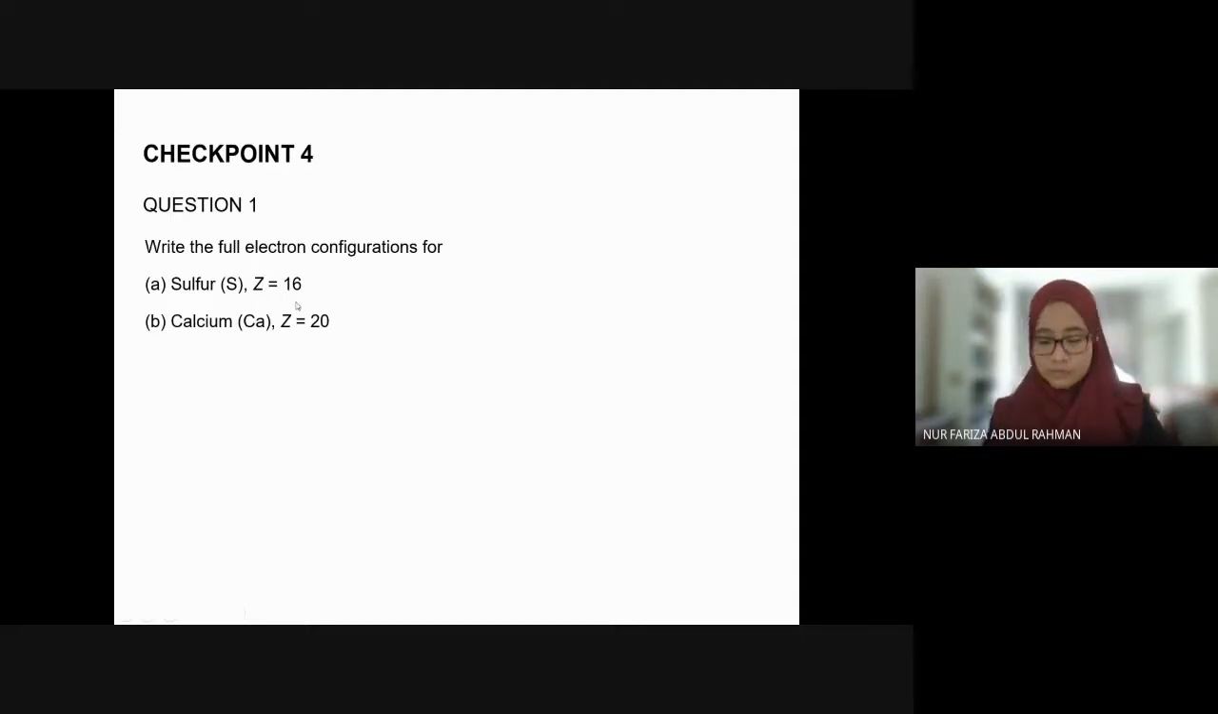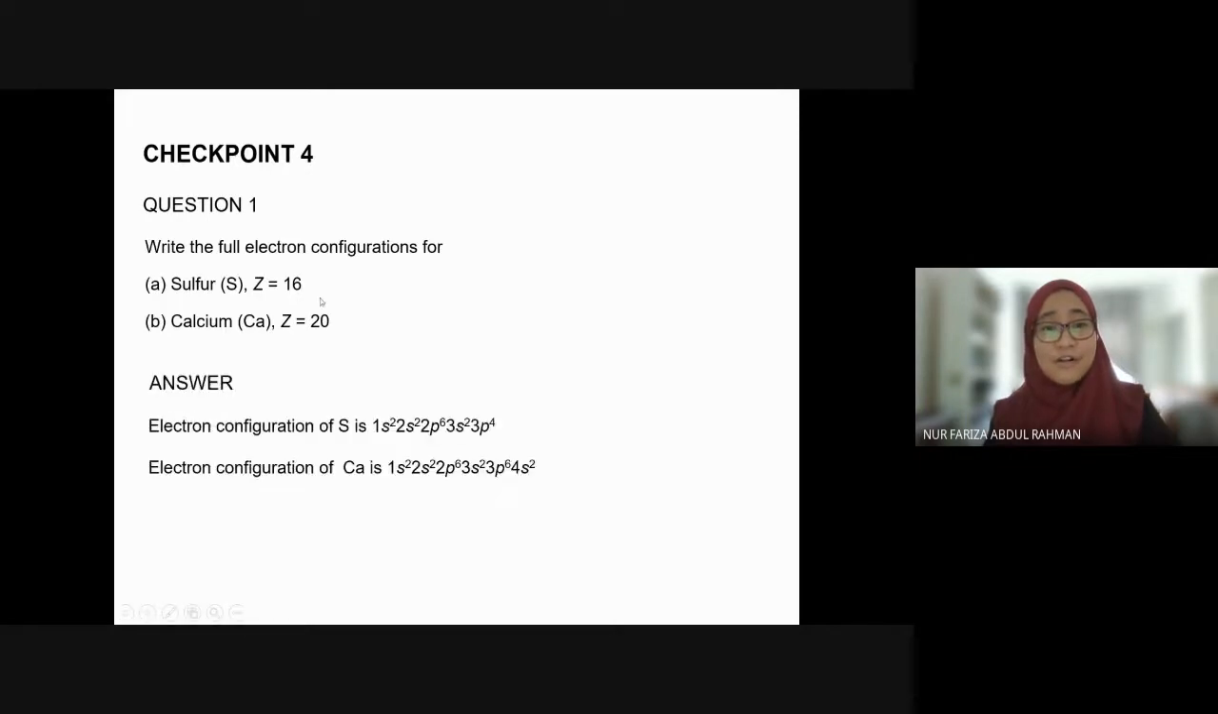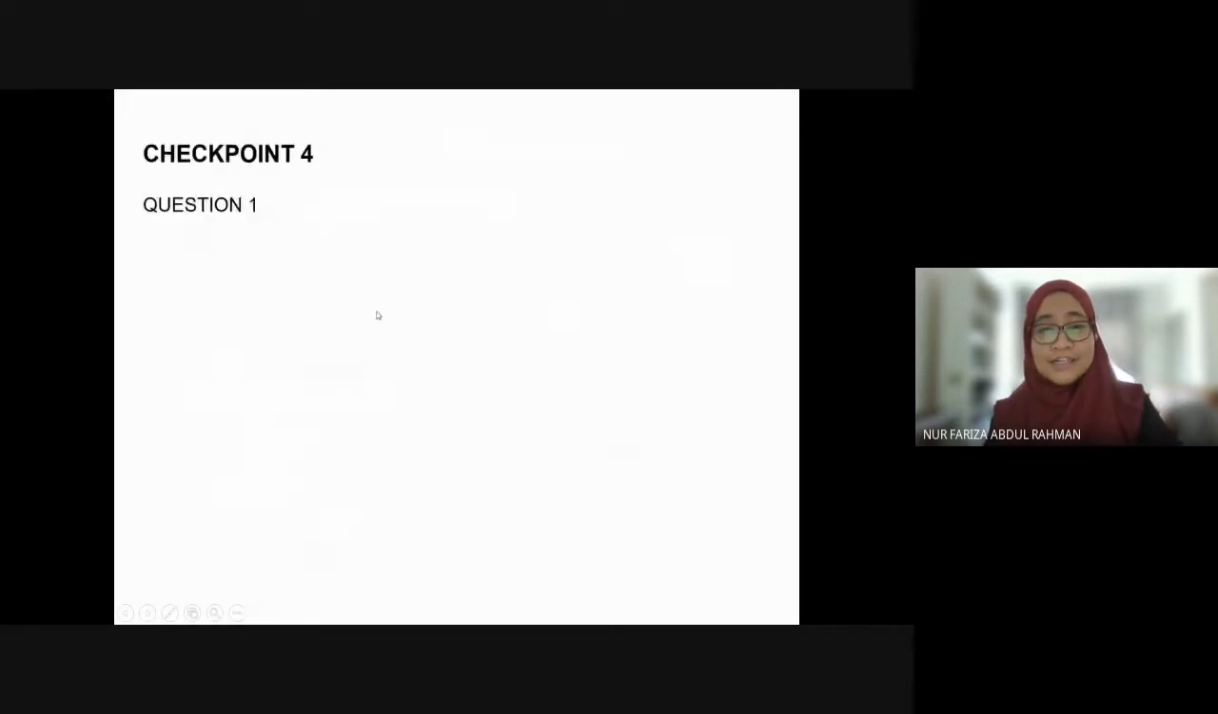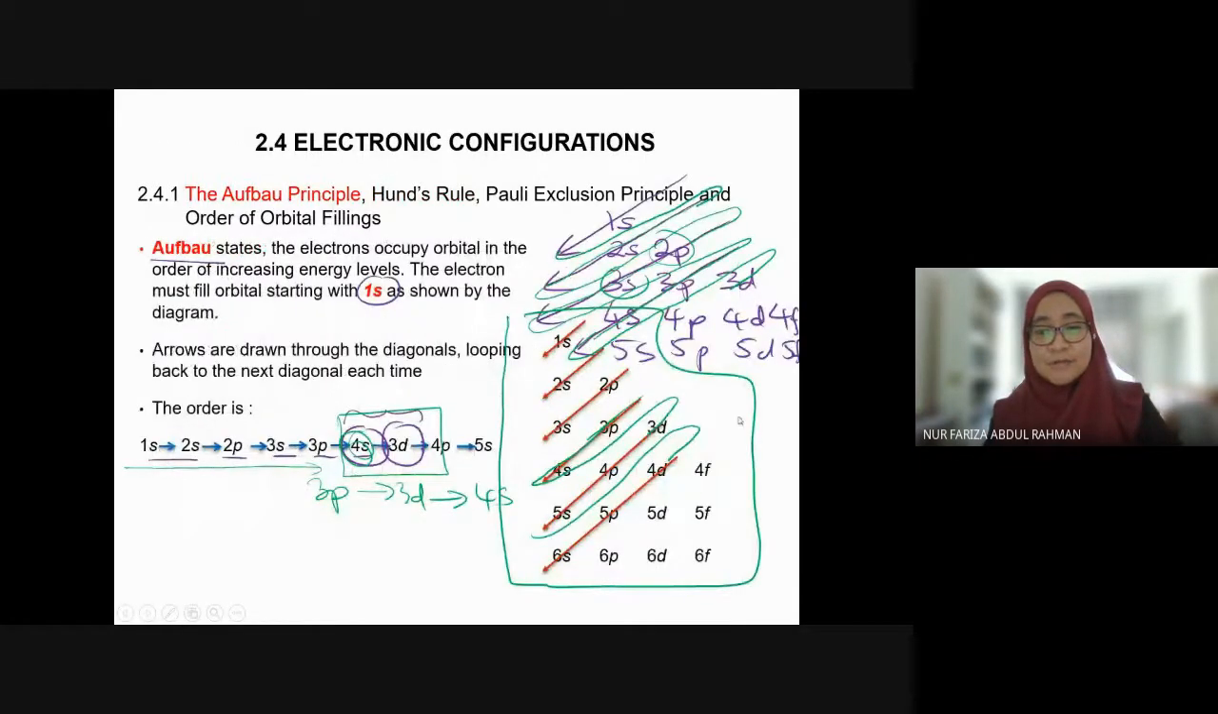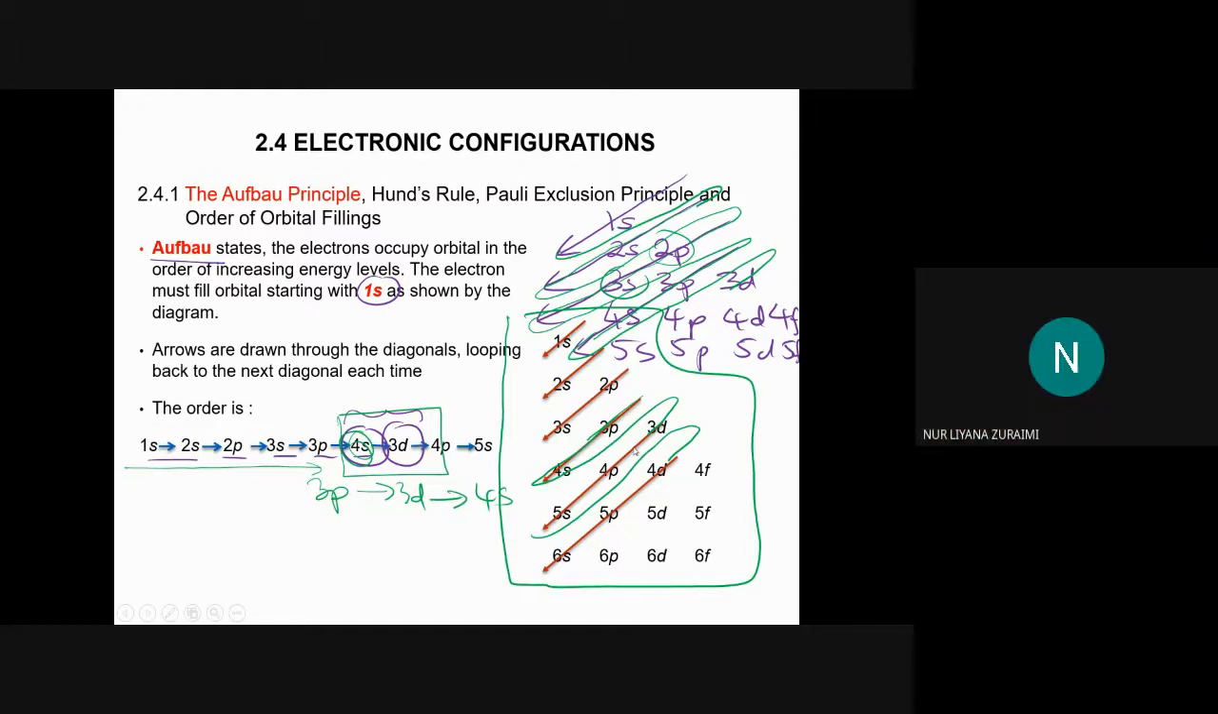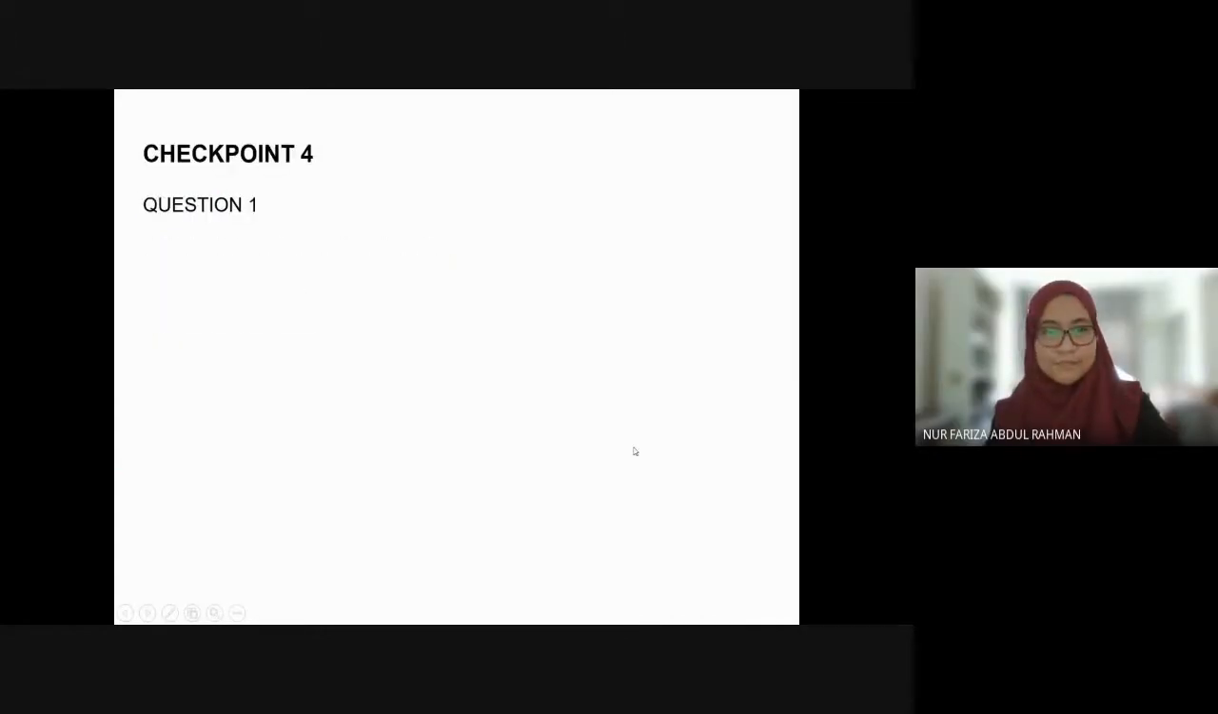So you don't have to write all the orbitals in the, apa nama tu? In what we have here lah. Tak payah. Okay, as long as you can occupy all the electrons. Dah cukup 20 kat situ.